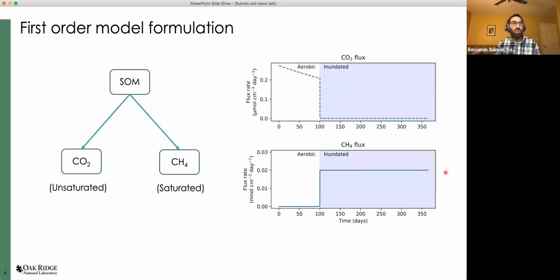So this is a depiction of the simplest version of that model, where the model says, is this soil inundated? When it's underwater, we're going to produce methane. When it's above water, we're going to produce more CO2. And this is a simplification. Those models are not all that simple, but this is what I'm using as kind of the starting point.